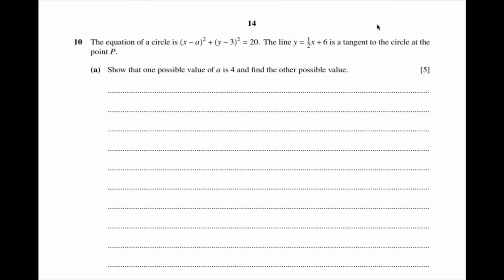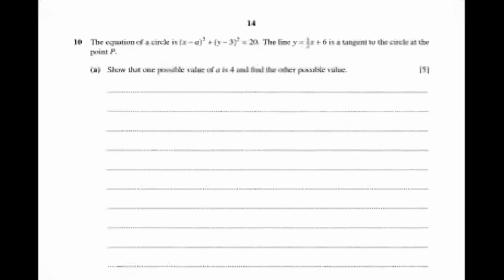The equation of a circle is x minus a the whole thing square plus y minus 3 the whole thing square equals to 20. The line y equals to half x plus 6 is tangent to the circle at the point P. Show that one possible value of a is 4 and find the other possible value.